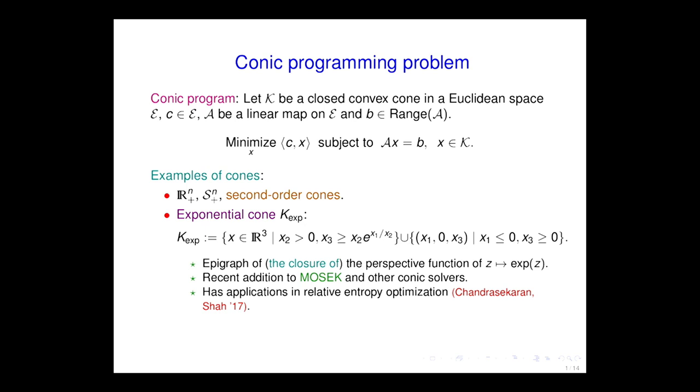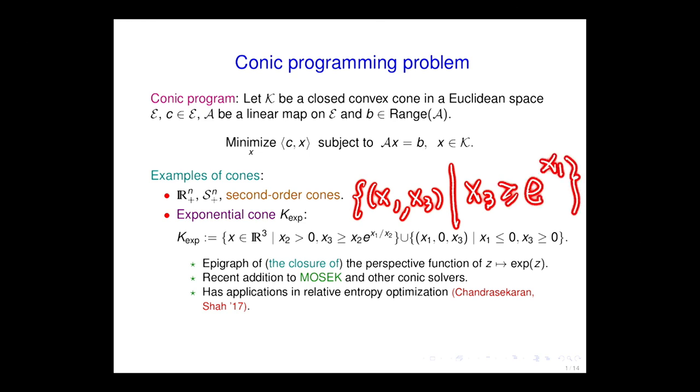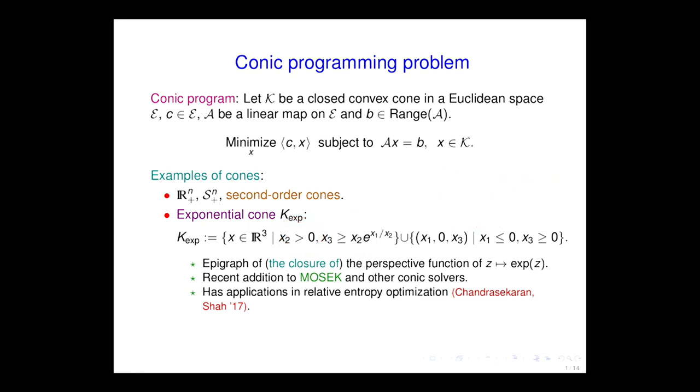Now, the first part is the epigraph of the so-called perspective function of the exponential function. What it means is that, basically, you start with the epigraph of the exponential function. Let's say you consider all those x1 and x3 such that x3 is greater than or equal to e to the x1, so everything that lies above the exponential function. And then somehow we introduce an extra x2, which would be a positive number, and then you multiply it through, scaling it.